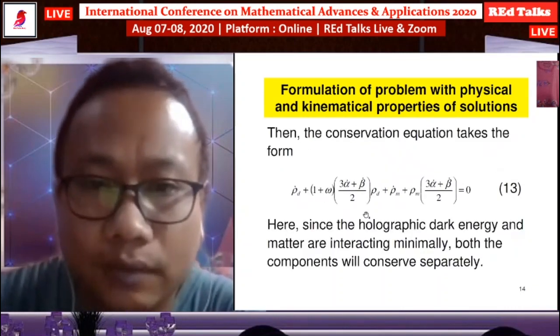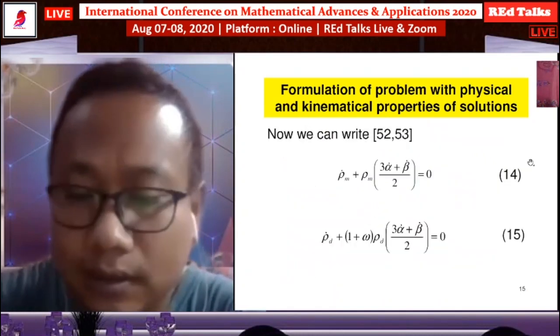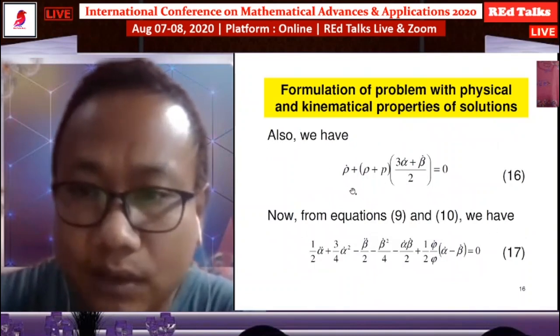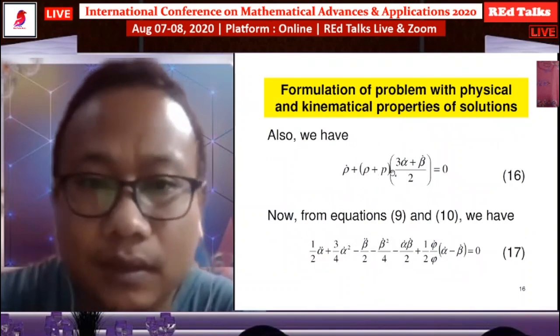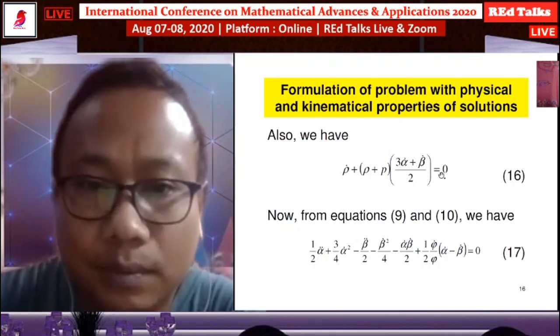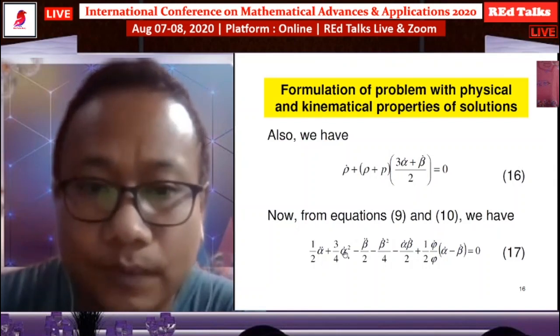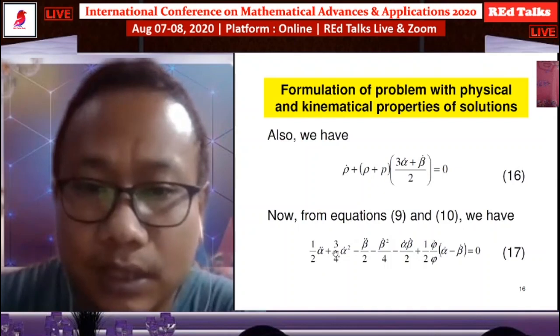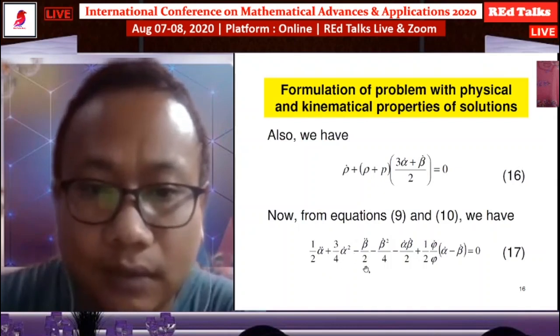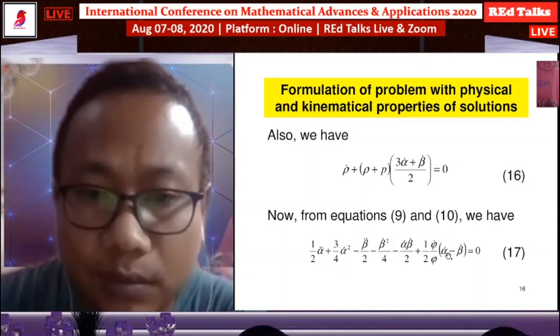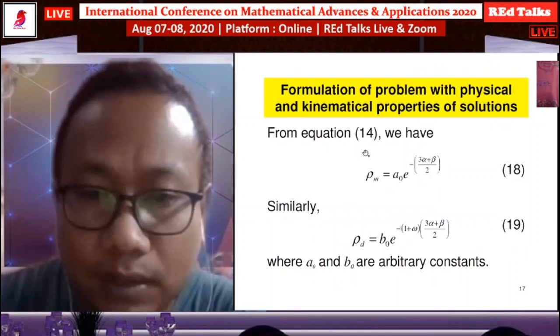So from references 52 and 53, we can write equation number 13 separately as equation number 14 and equation number 15. Also, we have rho dot plus rho plus p times of alpha dot thrice plus beta dot by 2 equal to 0. And also from equation number 9 and equation number 10, we have half alpha double dot plus 3 by 4 alpha dot square minus beta double dot by 2 minus beta dot square by 4 minus alpha dot beta dot by 2 plus half phi dot by phi times of alpha dot minus beta dot equal to 0.